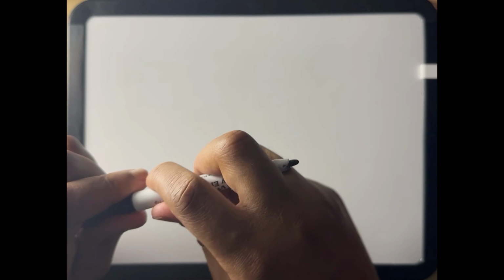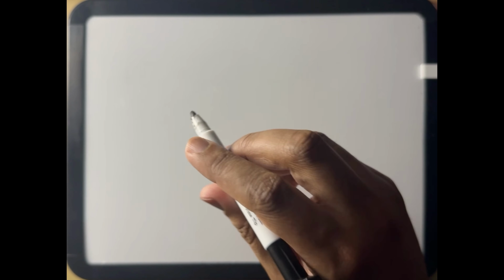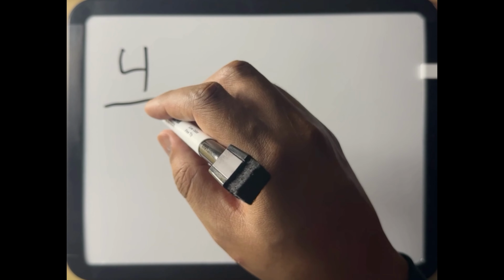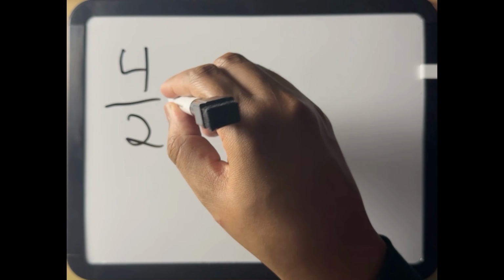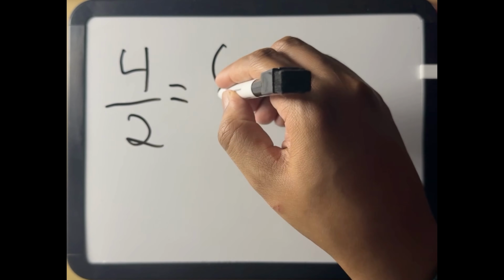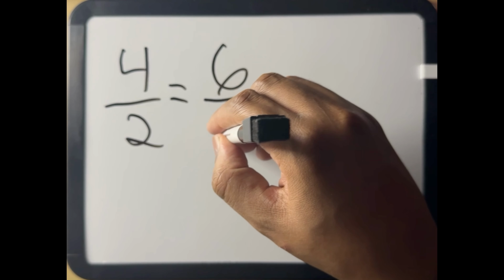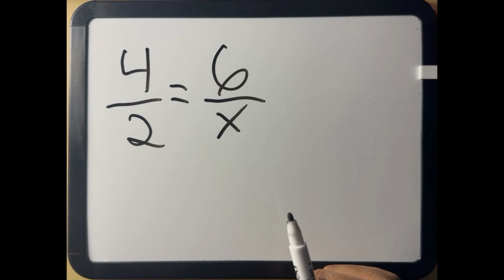Proportions in recipe problems. Imagine you're making a recipe. The recipe calls for 4 cups of flour for every 2 cups of sugar. But you only have 6 cups of flour. How many cups of sugar will you need to keep the proportions the same?